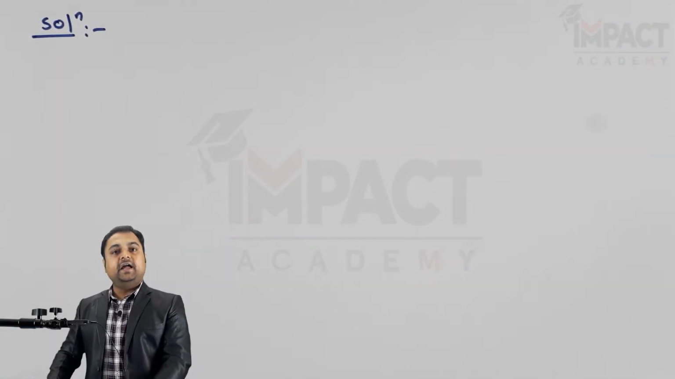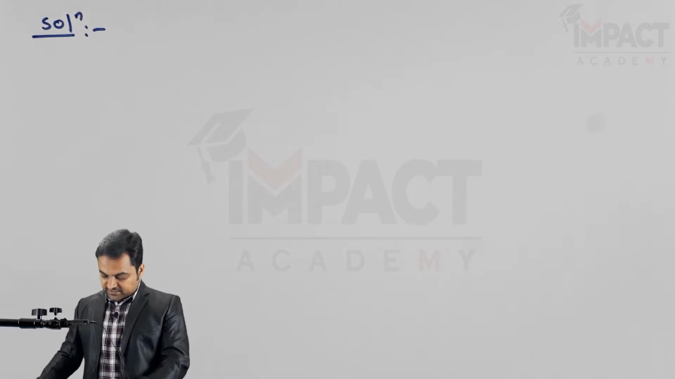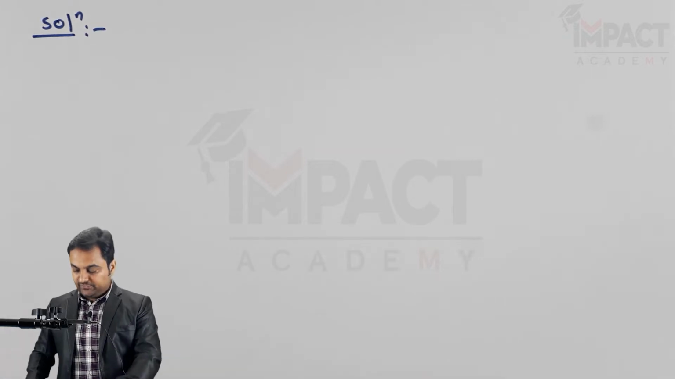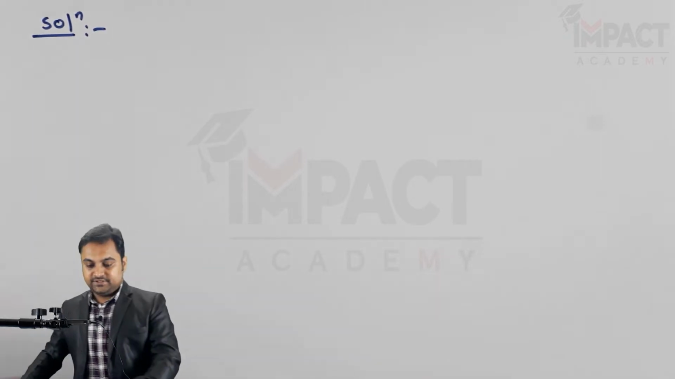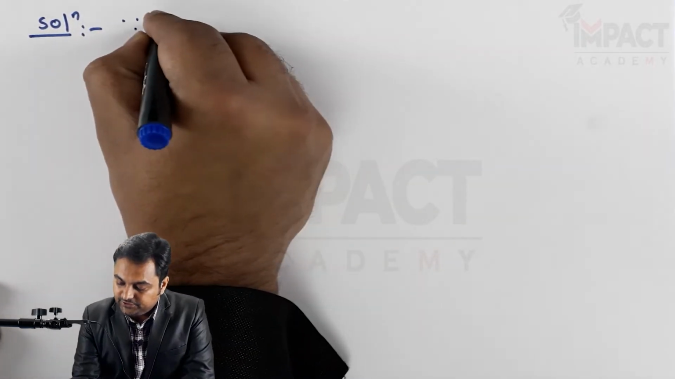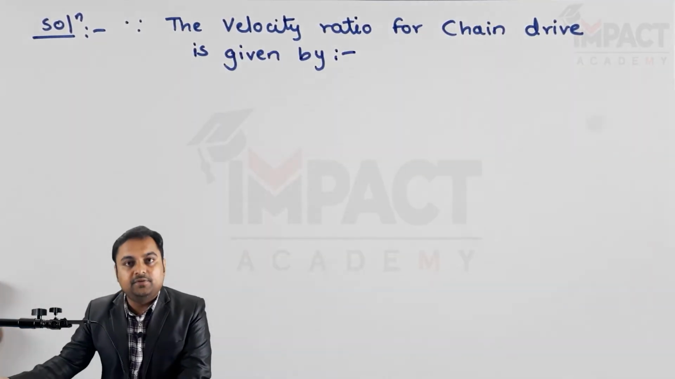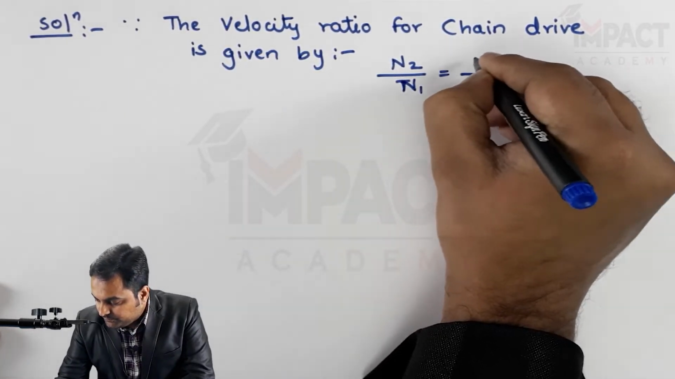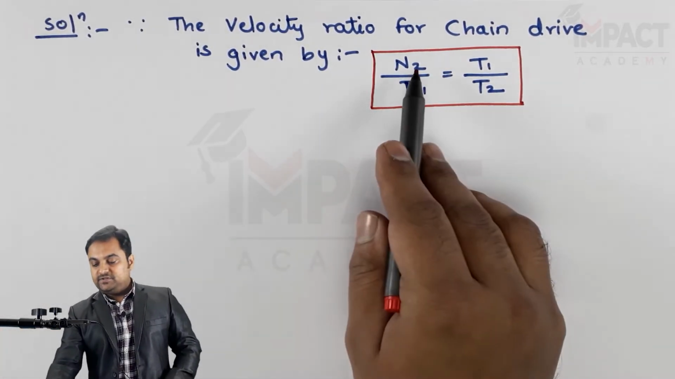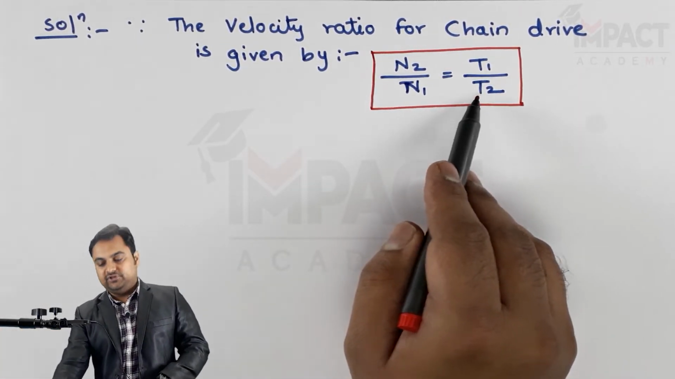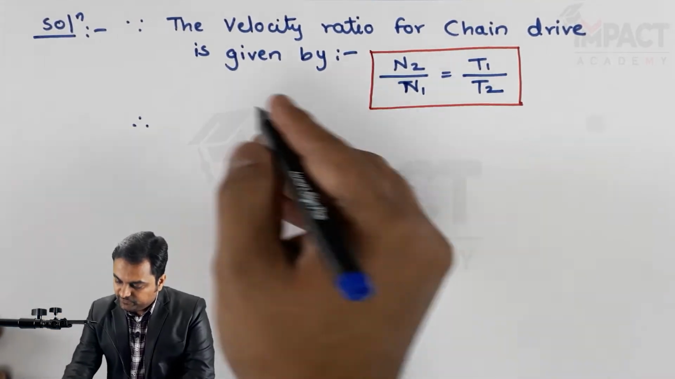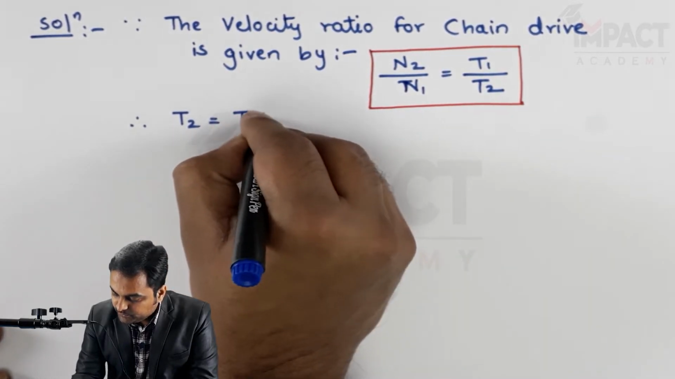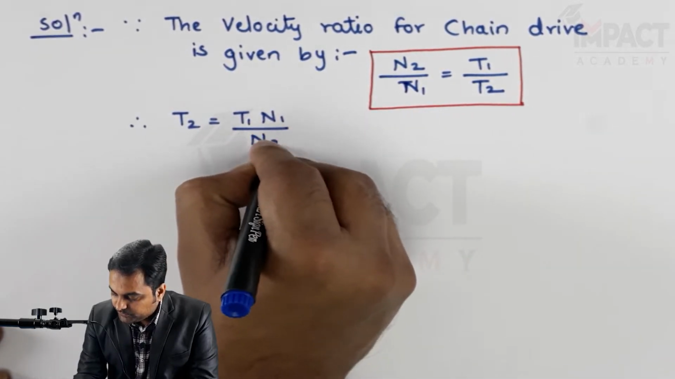When we look into the data, N1 and N2 are given, that is the speed of the driving and the driven sprocket. So I'll use the formula for velocity ratio. Since the velocity ratio for chain drive is given by N2 upon N1 is equal to T1 upon T2, it means the speed is inversely proportional to the number of teeth. So T2 is what we have to calculate here. T2 will be T1 into N1 divided by N2.